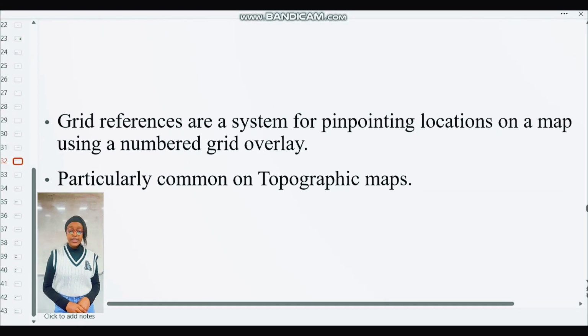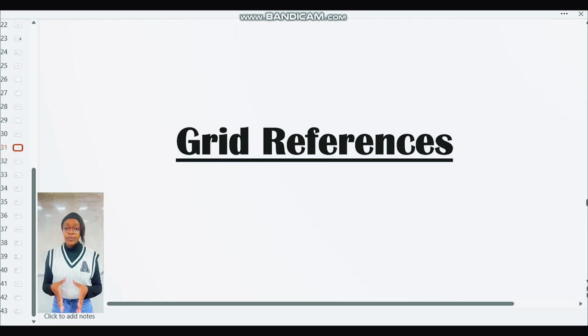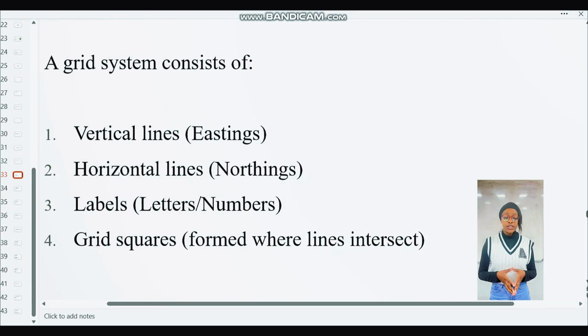Now let's move on to grid references. Grid references are a system for pinpointing a location on a map using a numbered grid overlay. It's particularly common on topographic maps. A grid system consists of vertical lines which are called eastings. We have horizontal lines which are called northings. We have labels which are letters or numbers. We have grid squares which form where lines intersect.